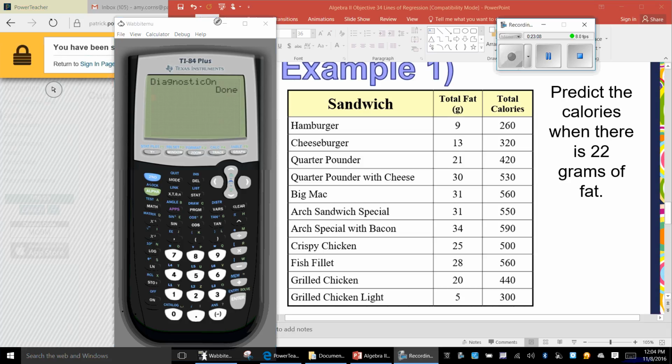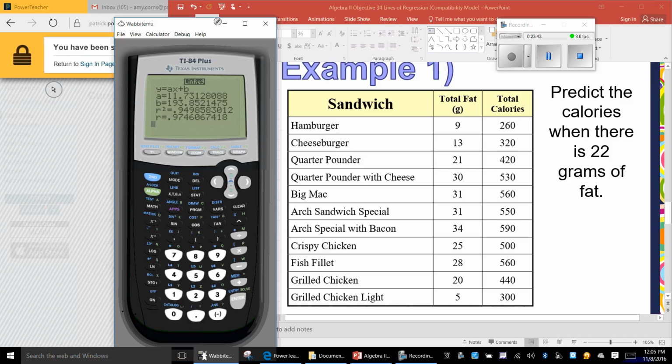So once we have our diagnostics on, if I go back, stat, calc, and look at my linears and calculate, I should now see my R value. And my R value is 0.9746. Okay, is that a good line? Yes. And I can tell you right now, this one's going to be linear, because where I got this from, it's asking you to find the linear equation.